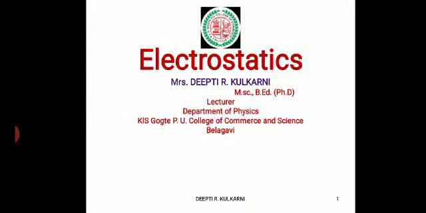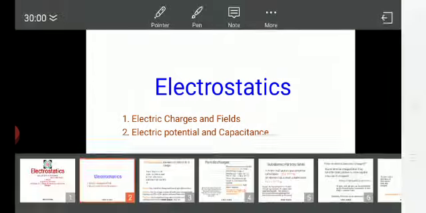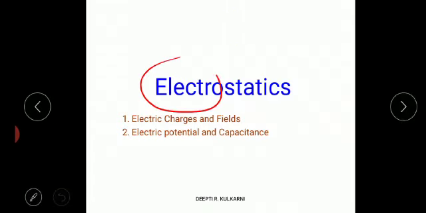Today I am going to discuss Introduction to Electrostatics. Let us understand first what is electrostatics. Electro means charge, statics means at rest. Charges are at rest. There are two chapters in this topic. First one, electric charges and fields, and second one, electric potential and capacitance.